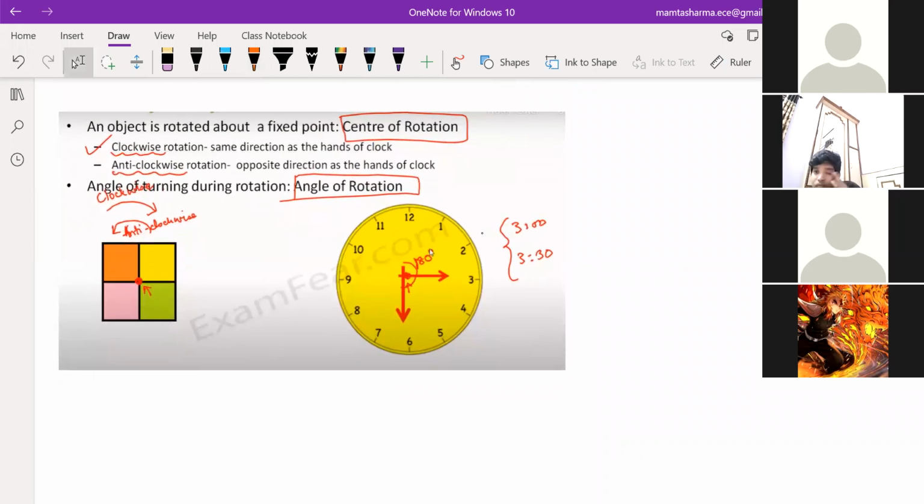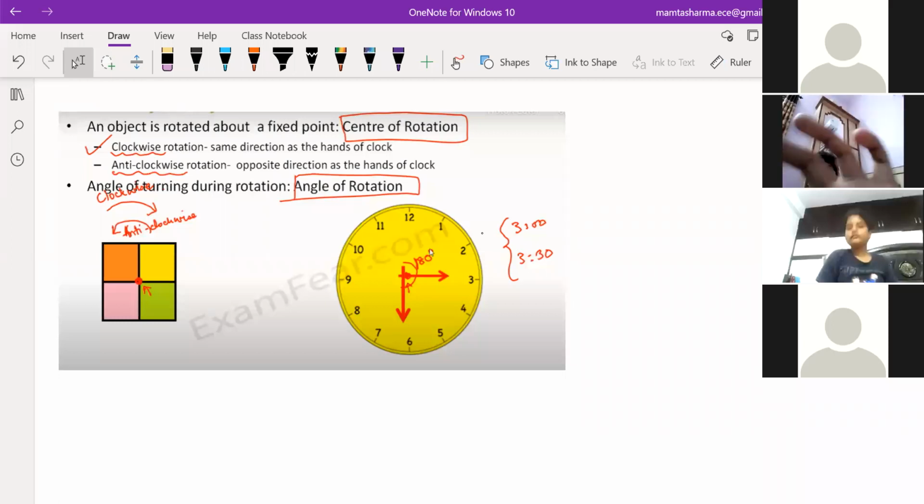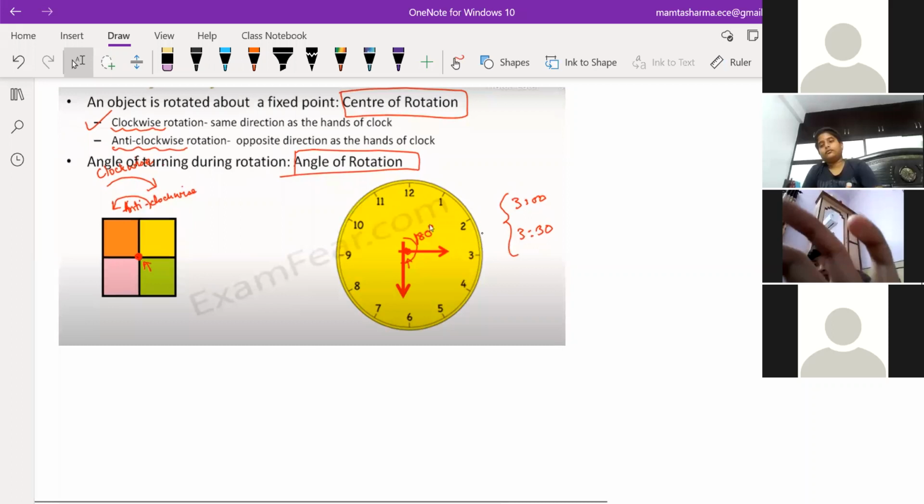Now, the center of rotation and the angle of rotation. The center of rotation is the center through which we rotate any object. That is the center of rotation. And angle of rotation is the angle by which we are rotating the object.